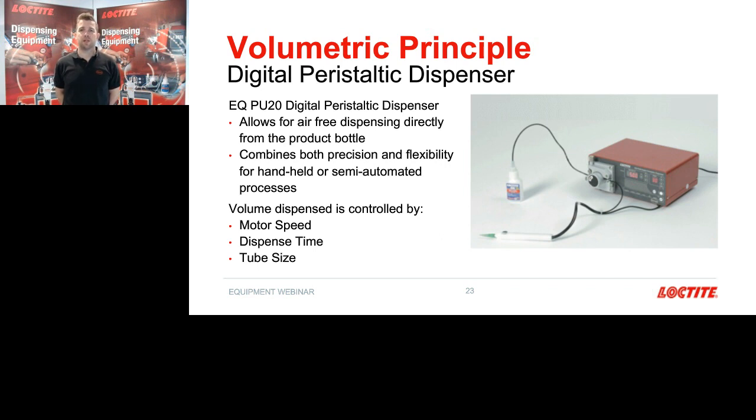And then tube size on this unit is a consideration. So for this unit, we have 4 different tube sizes available. So if you had a particularly low viscosity, thin material, or you were looking to do very small drops or thin beads, then you may consider a smaller tube to be the one that you need. But if you had a very thick material, you were doing large drops or thicker beads, then you may select one of the larger tube sizes.